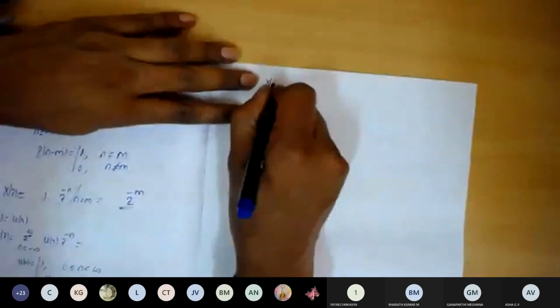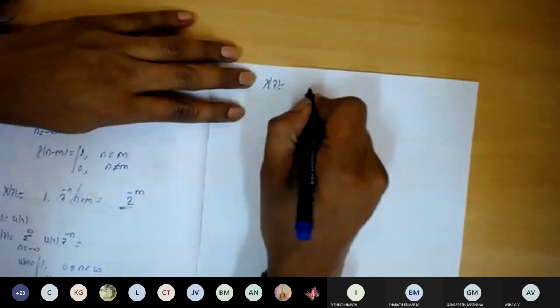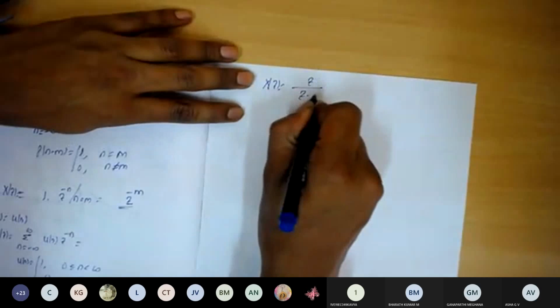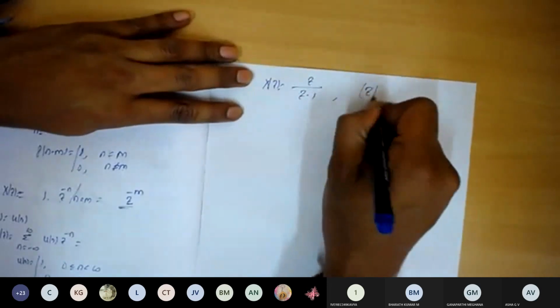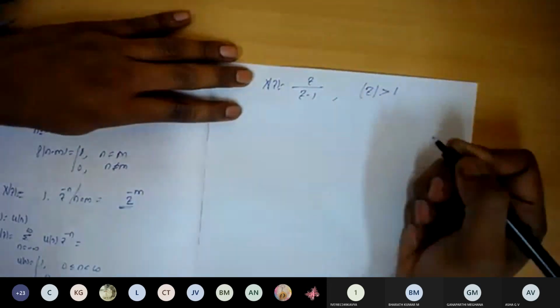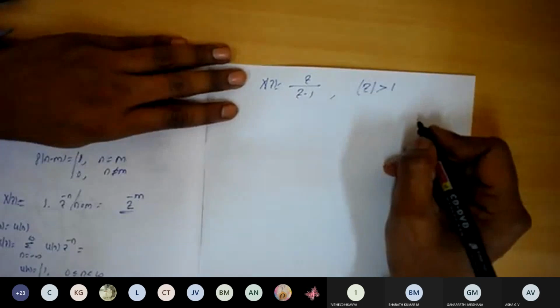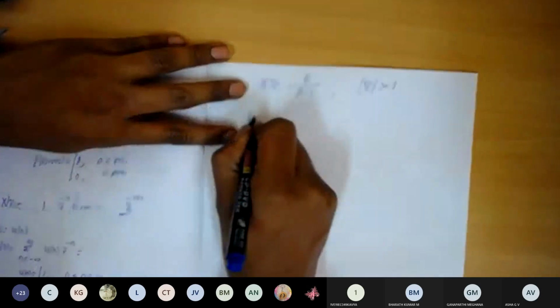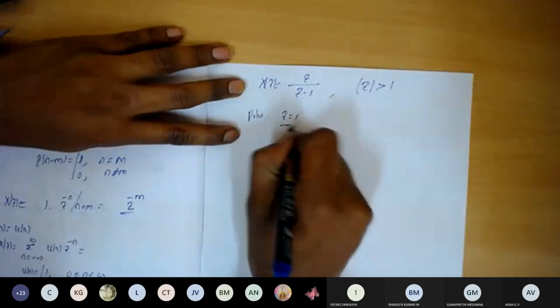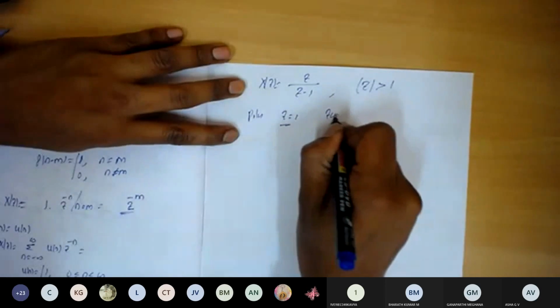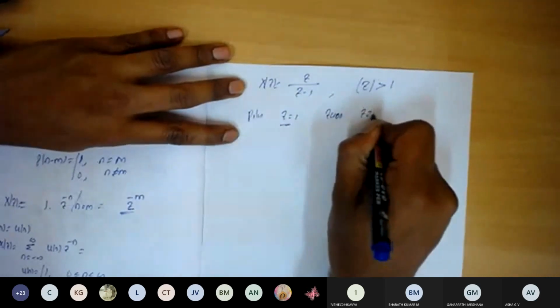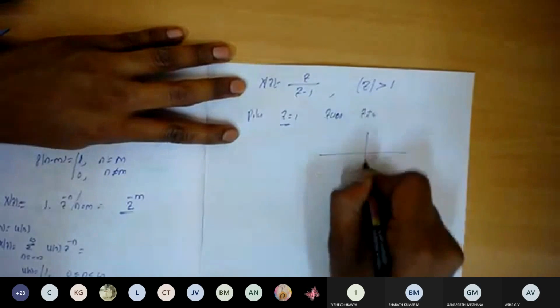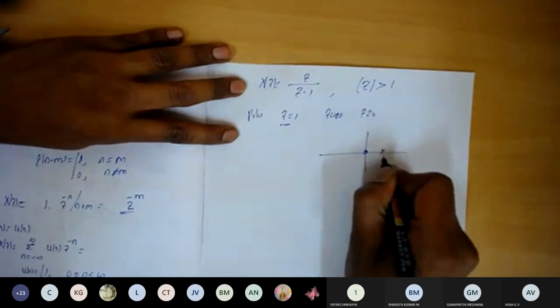Let me rewrite here. X(z) will become, when I take the LCM, z divided by z minus 1. The region of convergence is z greater than 1. The location of poles is at z equal to 1 and the zero is at z equal to 0. So this is the zero and this is the pole.